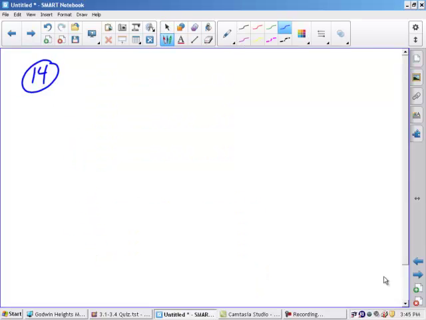Okay, number 14, I'm going to do really fast. It says the French Club is sponsoring a bake sale. If their goal is to raise at least $140, how many pastries must they sell at $2.50 each? We'll call it P, and just solve that. Okay.